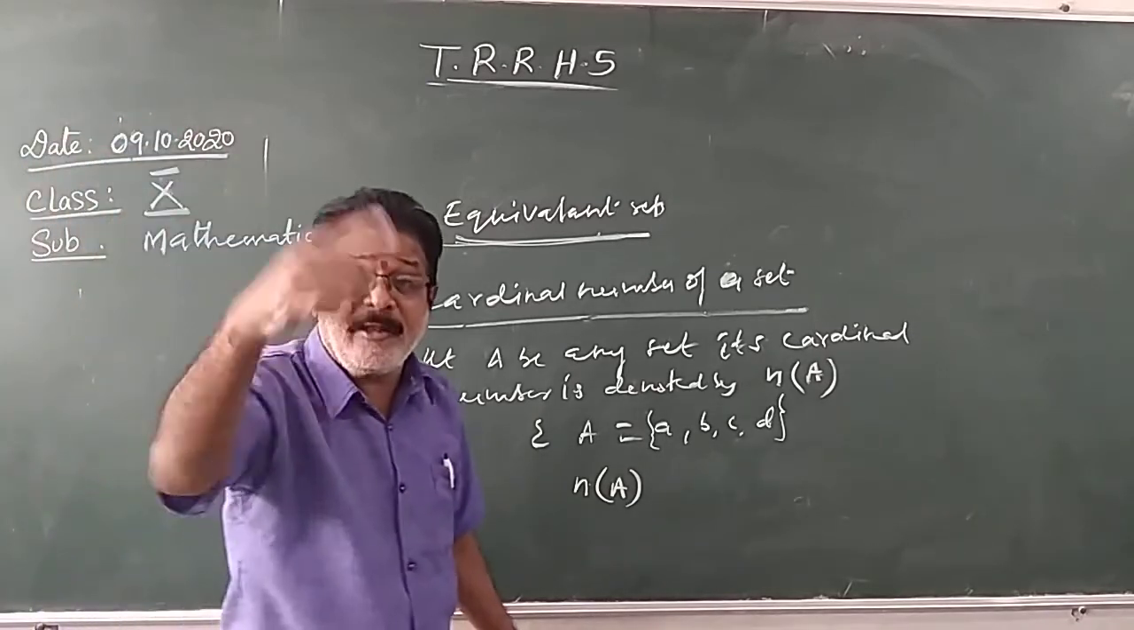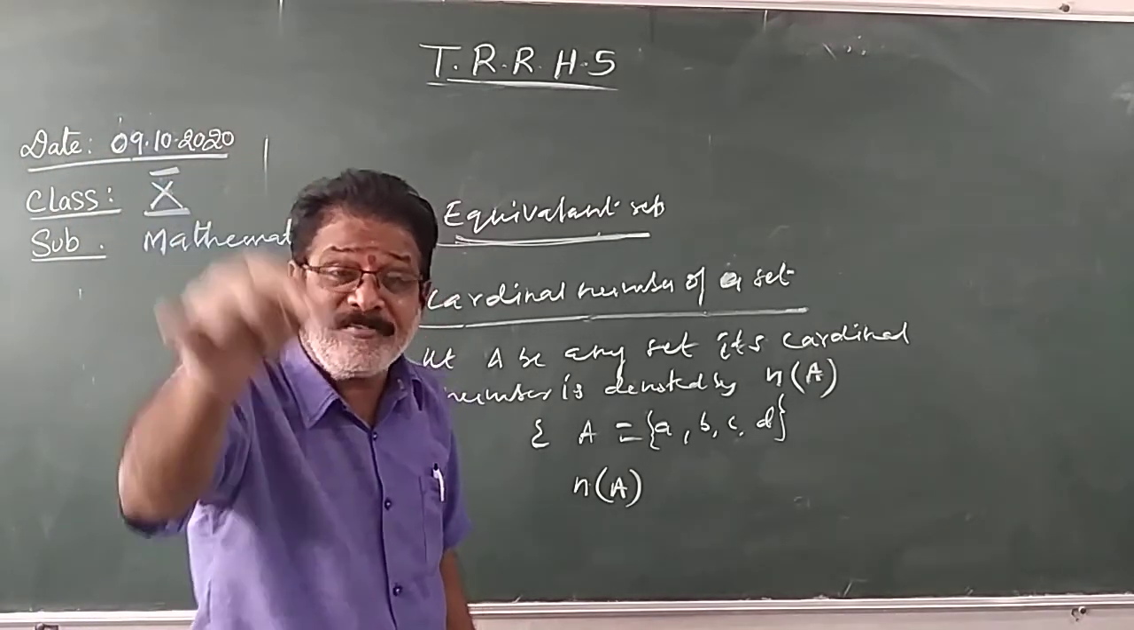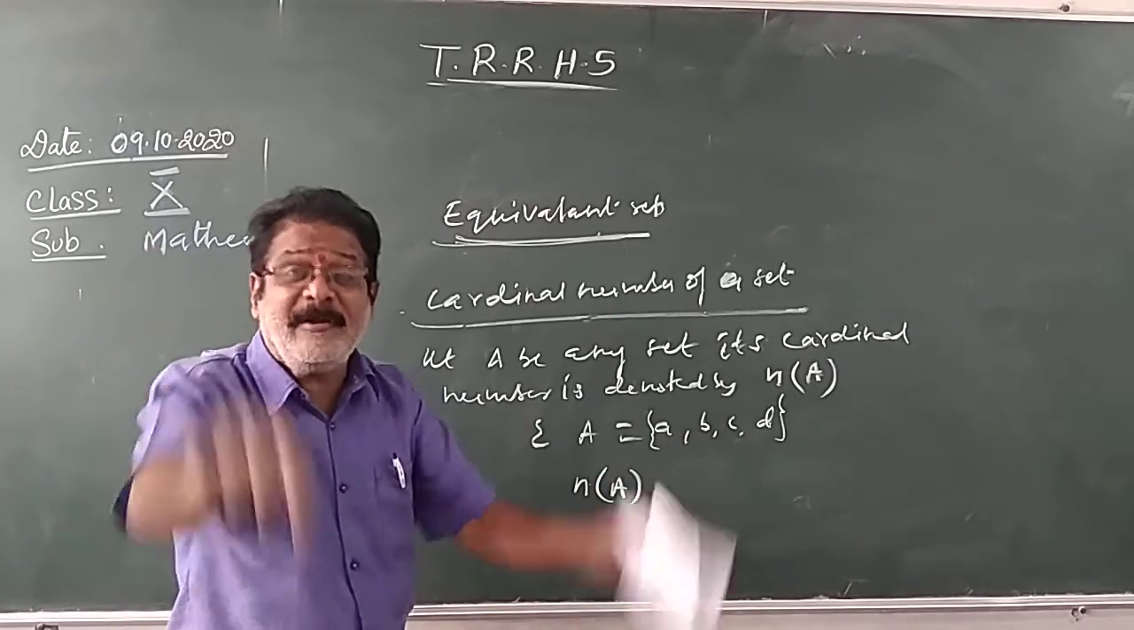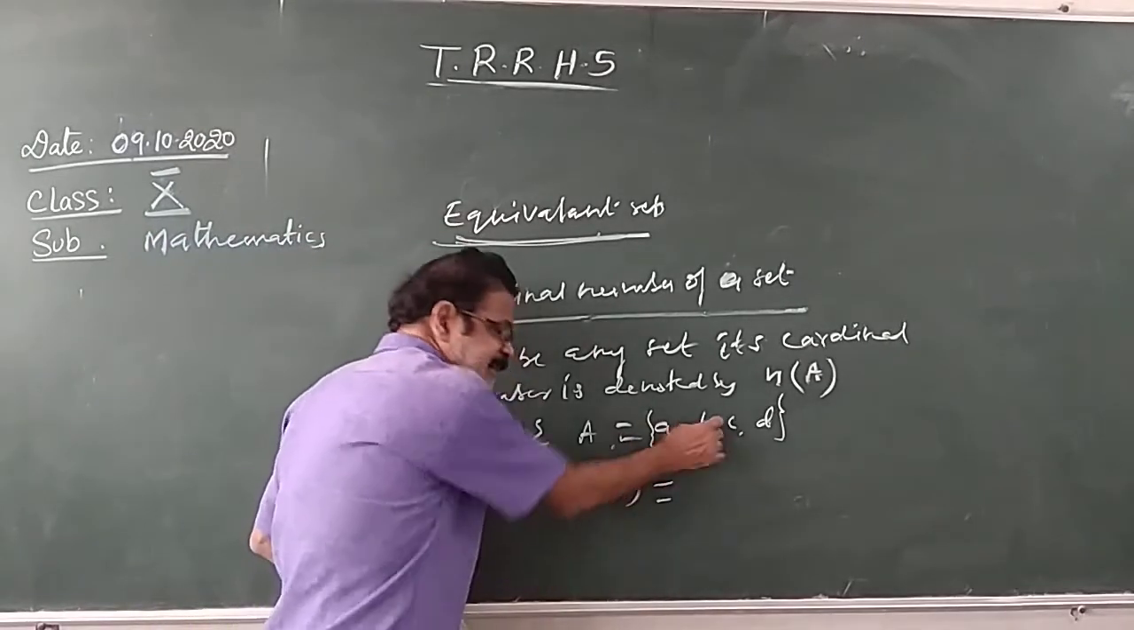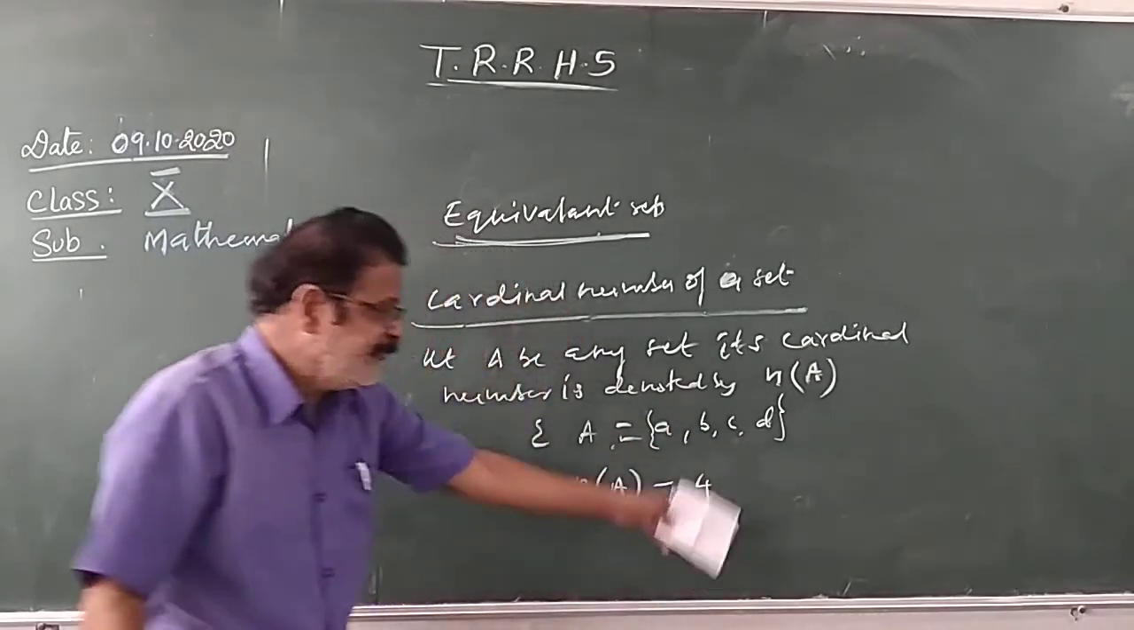Cardinal number of B is n of B. Cardinal number of C is n of C. Cardinal number means number of elements in a set. How many elements are there in the A set? There are 4 elements. N of A equal to 4.